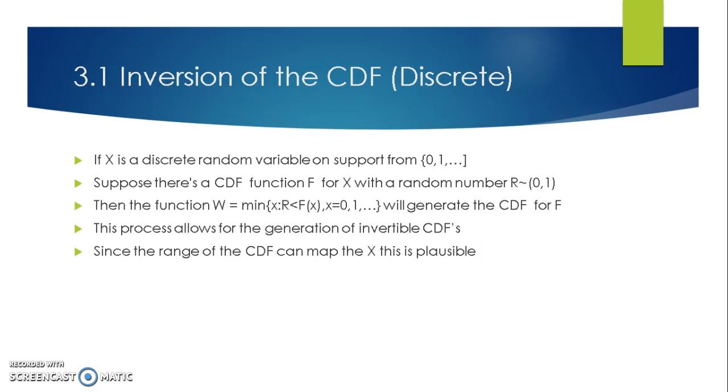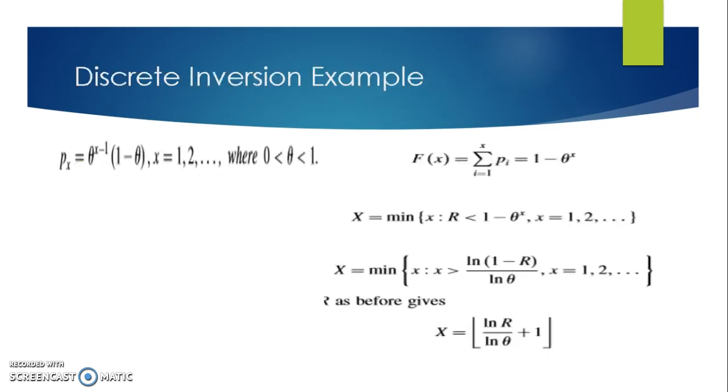Same thing is that we need to make sure that it's invertible, and last, we also know that the range will map to the x, and it is plausible. So we'll have another example here. This is a discrete formula where it is theta to the x minus 1 times 1 minus theta, where x is 1, 2, counting numbers, and theta is between 0 and 1.